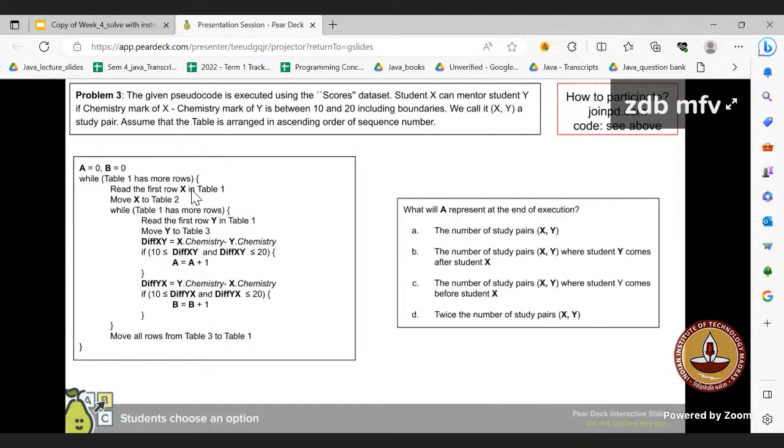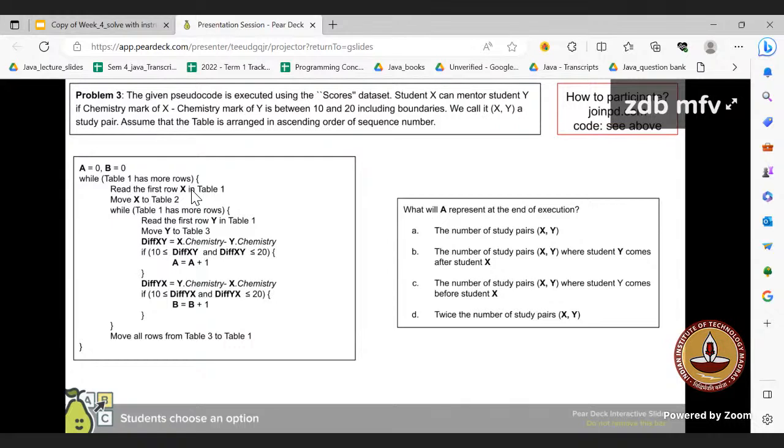So what you are doing in the inner while loop: while table 1 has more rows, read the first row Y in table 1. After moving the first row from table 1 to table 2, then you are running the inner while loop. In the inner while loop, you are reading the table 1, so table 1 will have all the rows except the first row. That will be read and moved to table 3. So inner while loop is also for iterating over the rows of your table.